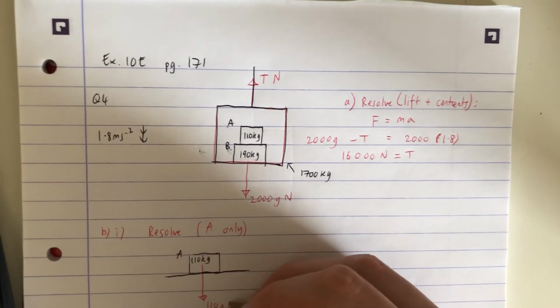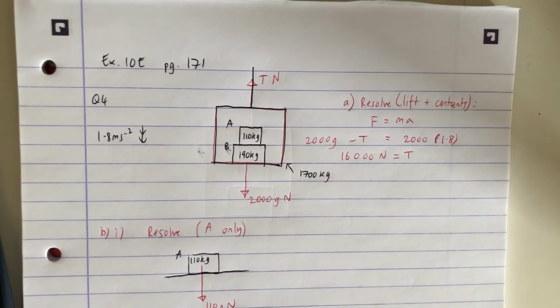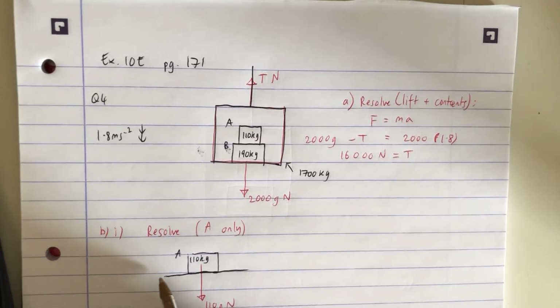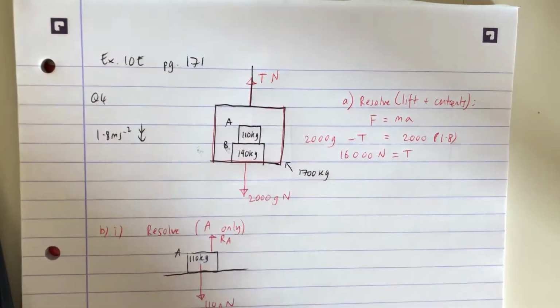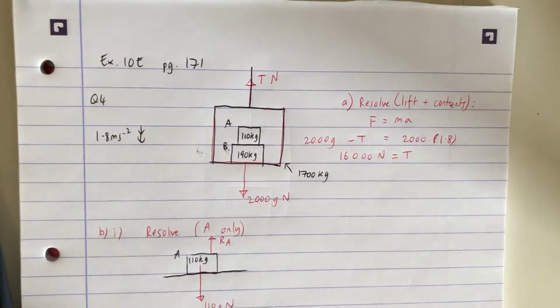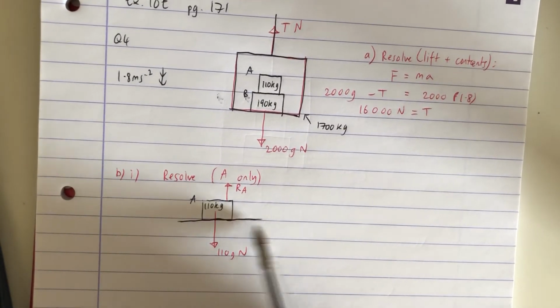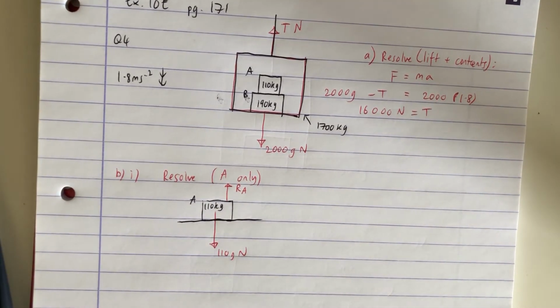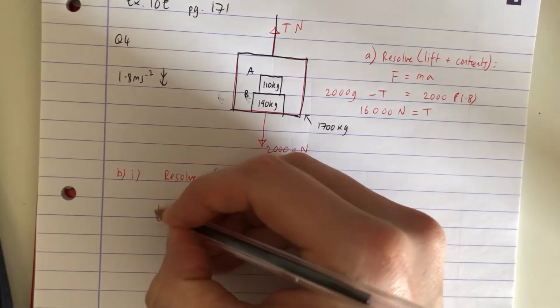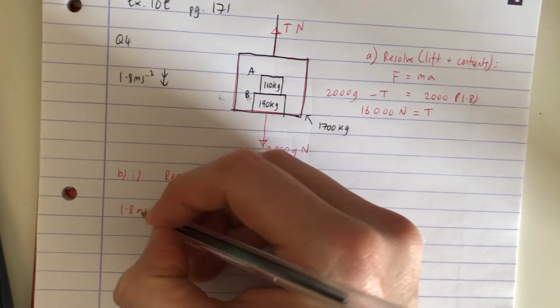110 g, it has weight. Any other forces acting on box A, well, it's in contact with this surface or this object. So there's going to be a reaction force, I'll call it RA. And that reaction force is the force exerted by box B on box A, is that reaction force. And it is still accelerating downwards 1.8 meters per second squared.